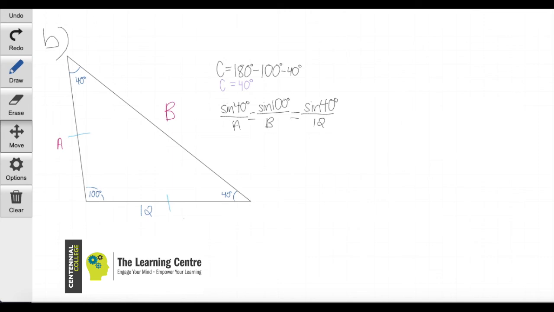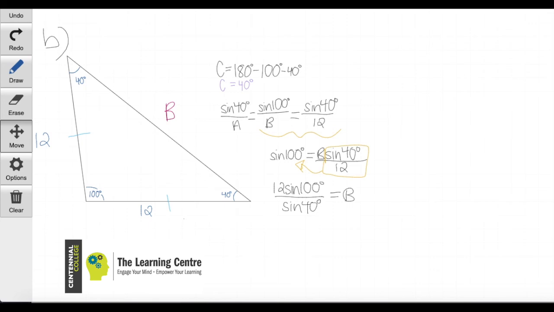Now all we have to do is solve for the side B. We will take sine of 100 degrees over B equals sine 40 degrees over 12 in order to solve for B. The first thing we are going to do is cross multiply B to the other side. So we have sine of 100 degrees is equal to B sine of 40 degrees over 12. And then we are just going to multiply both sides by 12 and divide both sides by sine of 40 degrees, or simply just divide the circled fraction into the other side, and we have 12 sine of 100 degrees over sine 40 degrees is equal to B.